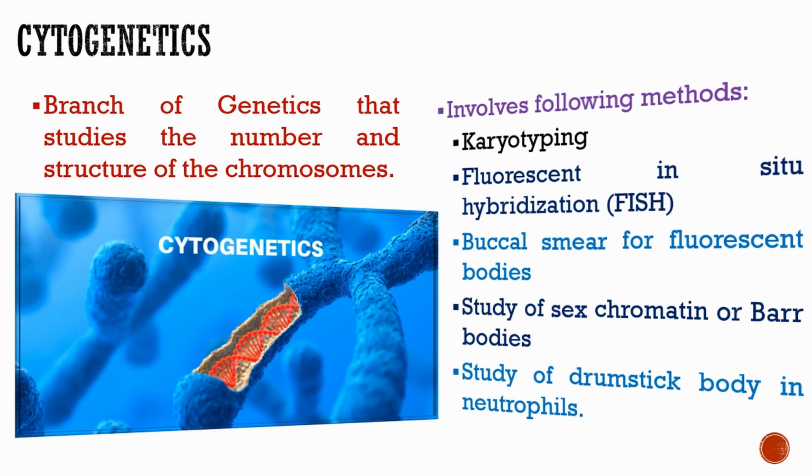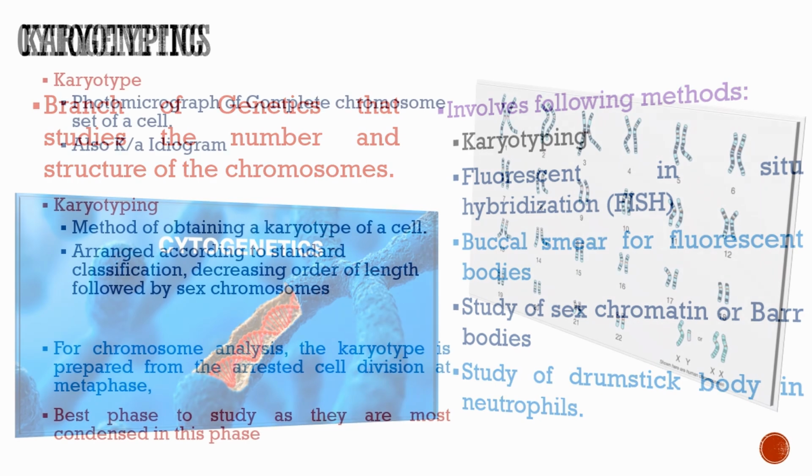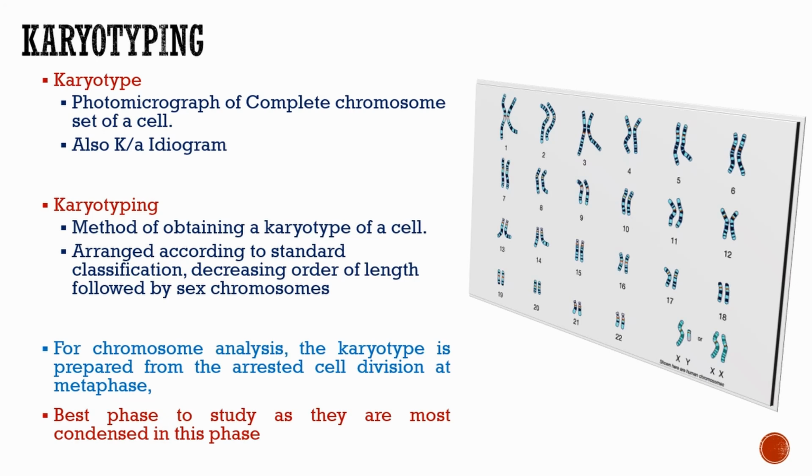The methods it involves are karyotyping, FISH, buccal smear for fluorescent bodies, and study of the sex chromatin or Barr bodies. What is karyotyping? What is a karyotype? First of all, we'll see.